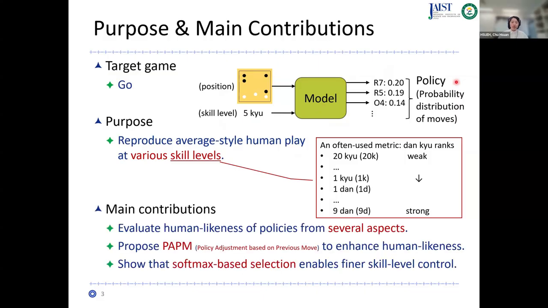Our main contributions include 3 factors. First, we evaluate the human likeness of policies from several aspects. Second, we propose a method called PAPM to enhance human likeness. Third, we show that the softmax-based selection enables finer skill level control.